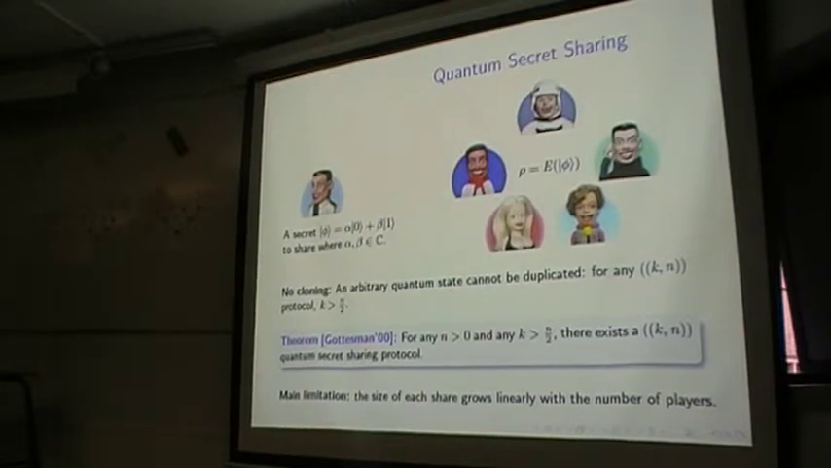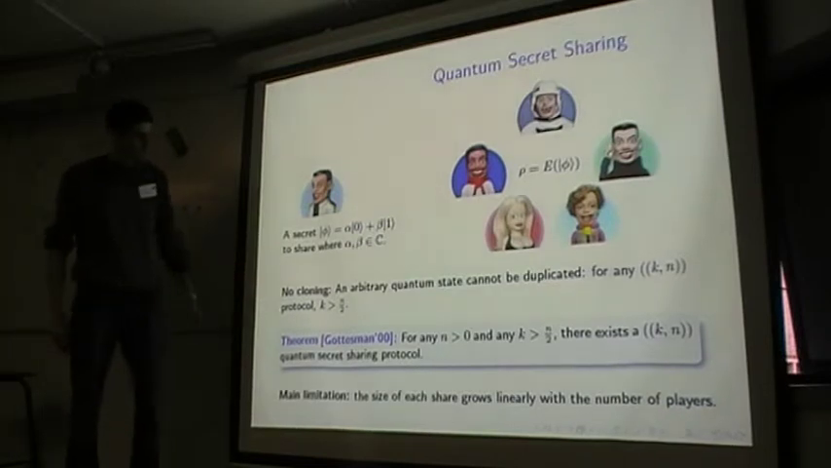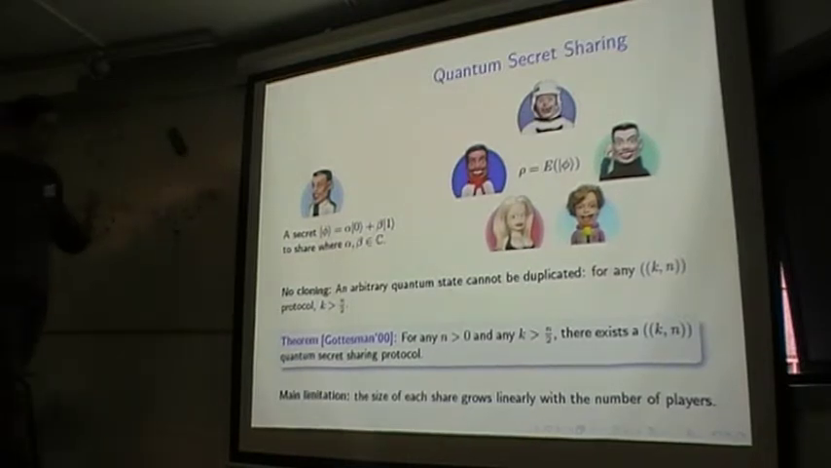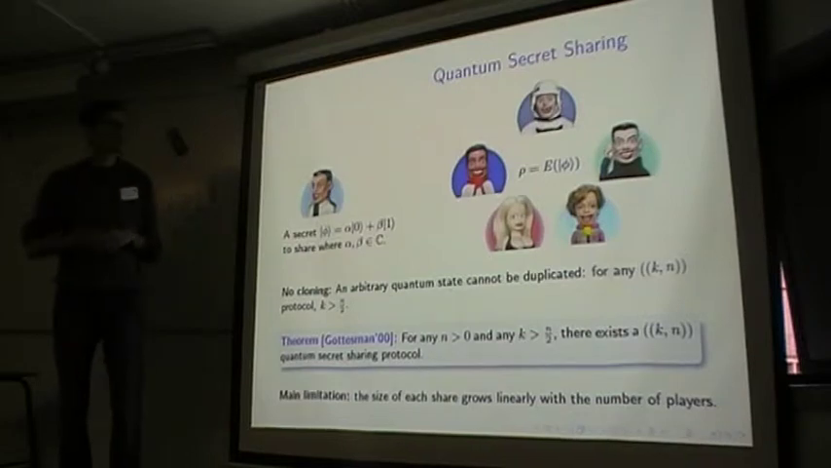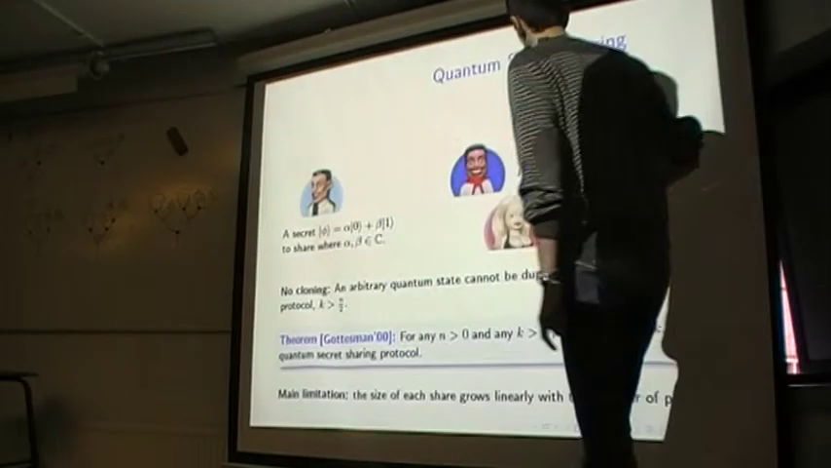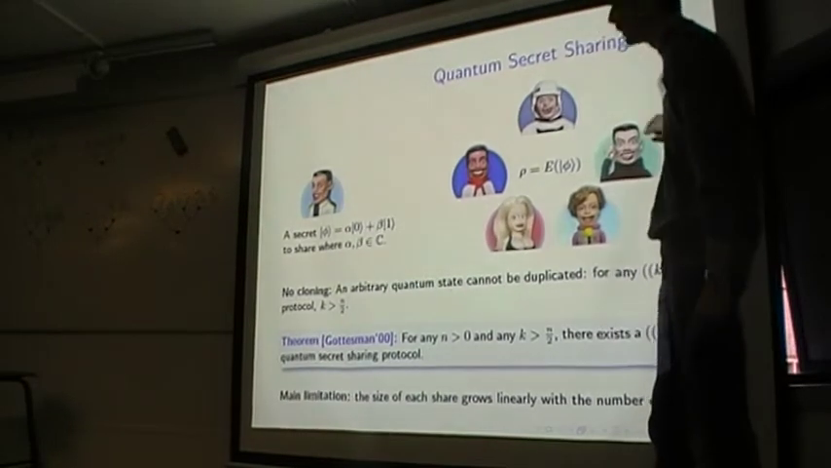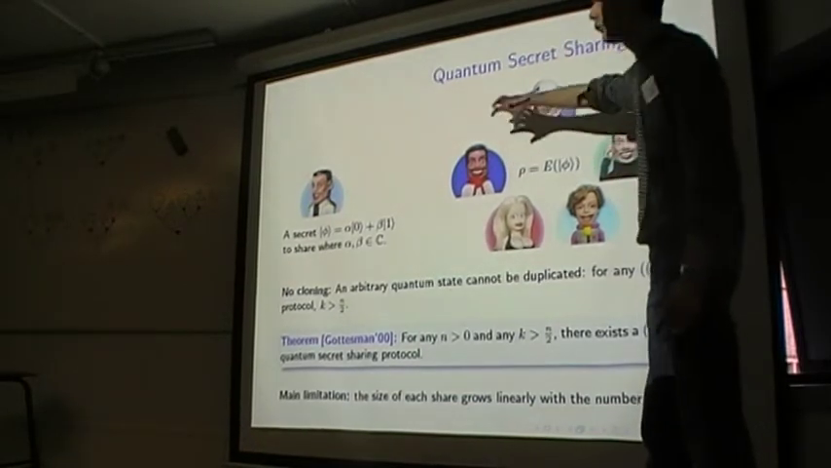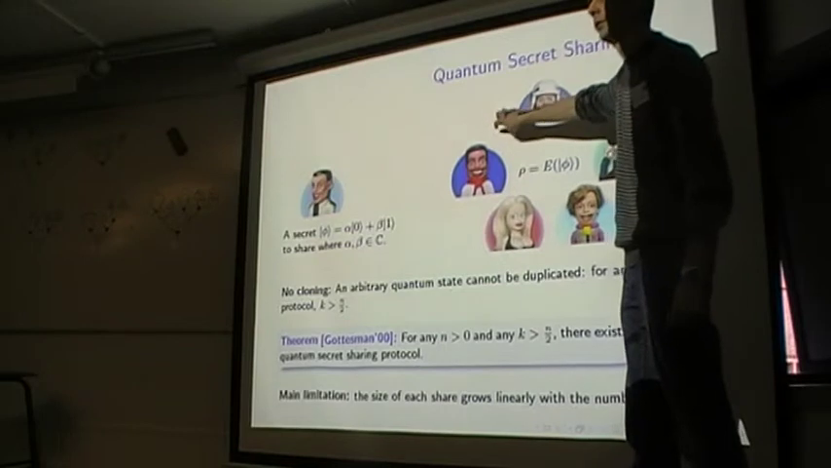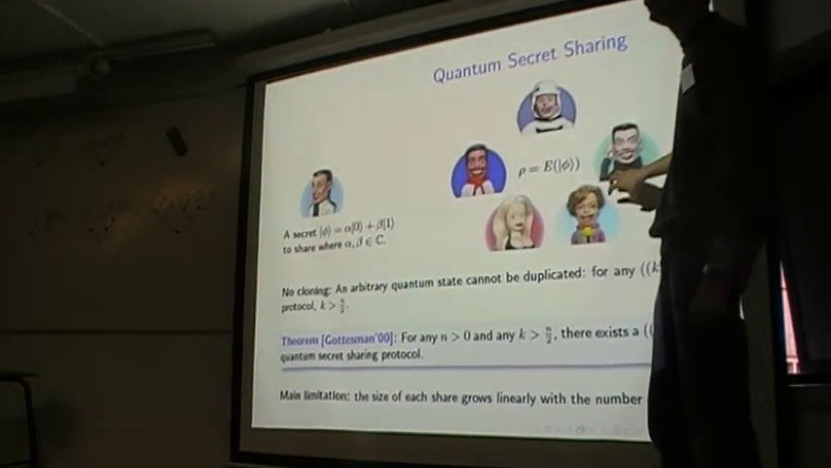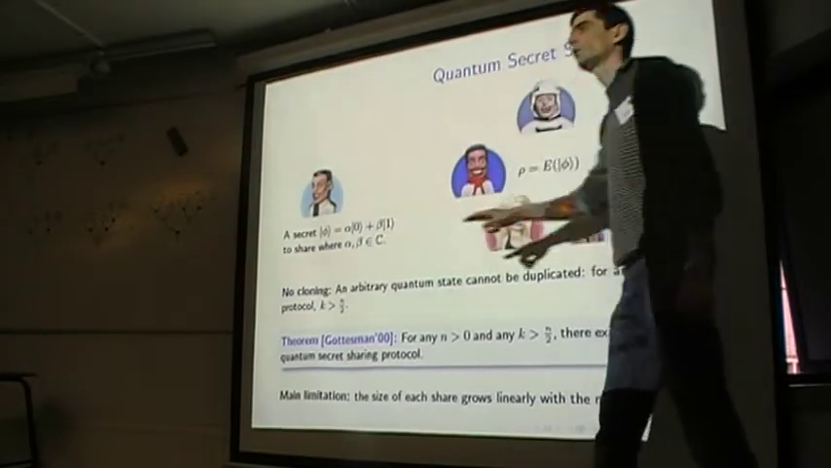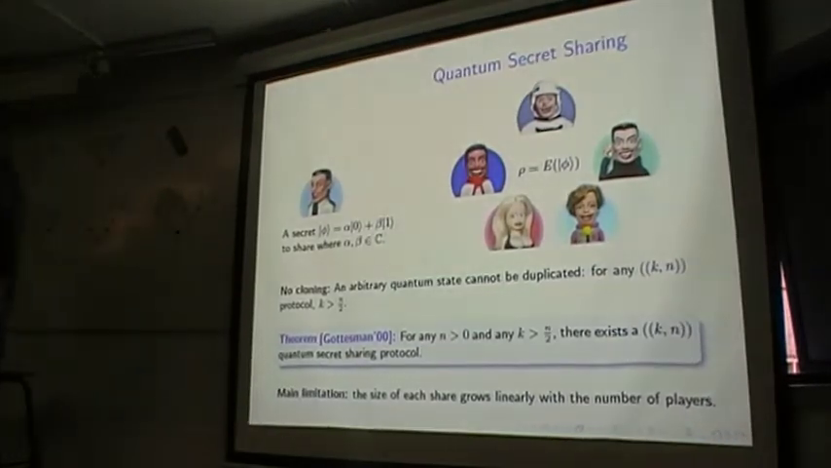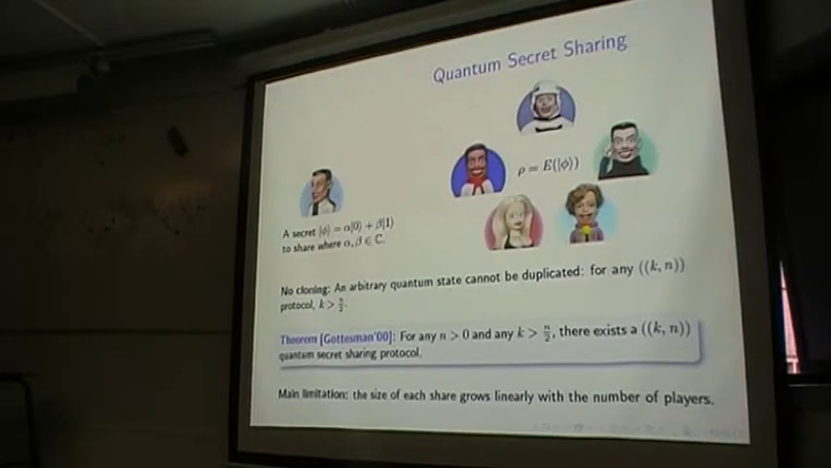So the first remark is that because of the no-cloning theorem, the threshold must be larger than n over 2. Indeed, suppose that the threshold is less than n over 2. Then two distinct sets of players, for instance these two and these two, can recover the secret. And if they can recover the secret, they can reconstruct the state. So these two are reconstructing a state phi here, and these two a state phi here. Starting from one copy of the secret, you have two copies of the secret. This is the cloning.